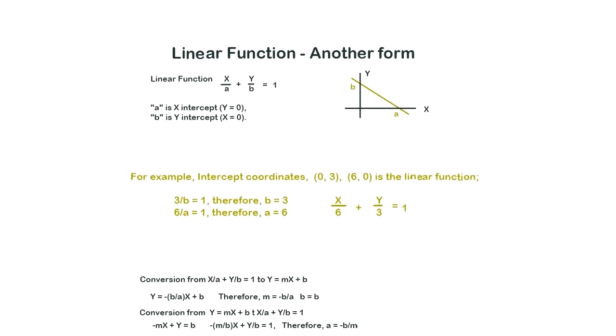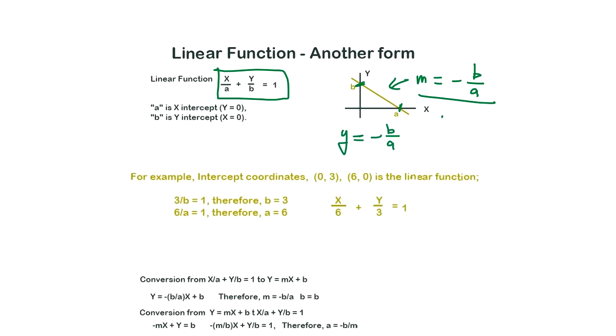So a linear function, you can write in a different way. Suppose you remember the intercept b, and the x-intercept is a for the xy coordinate. The reason is this has a slope m of negative b over a, right? Okay, so y equals negative b over a x plus b, where b is the y-intercept.